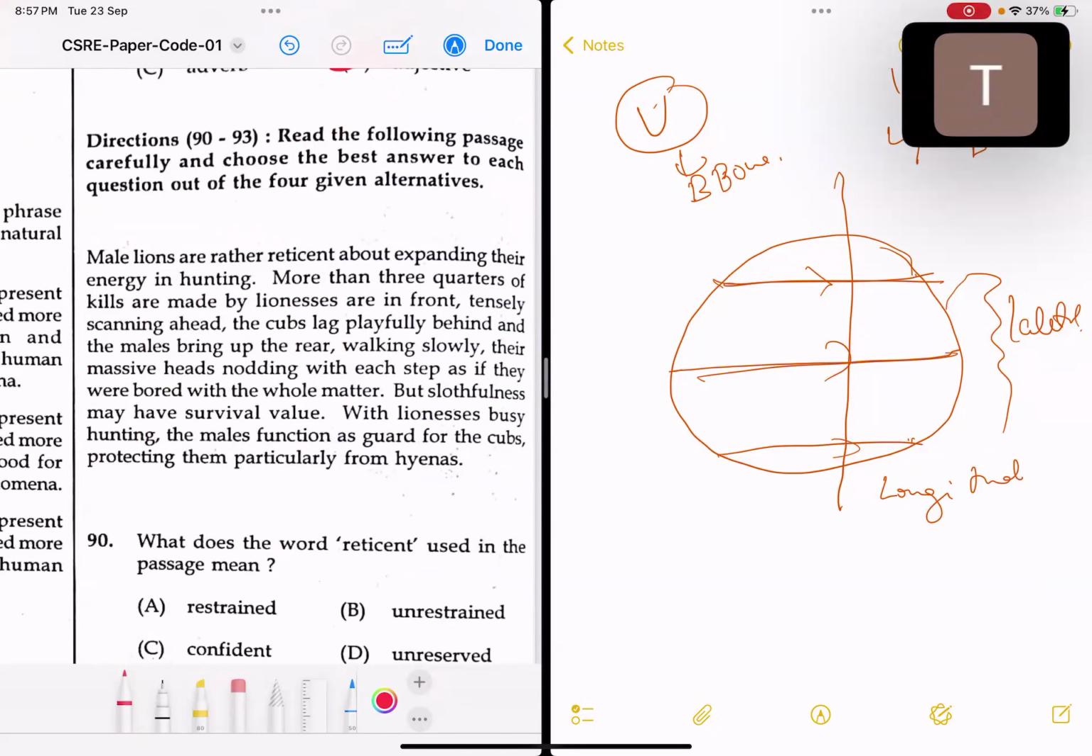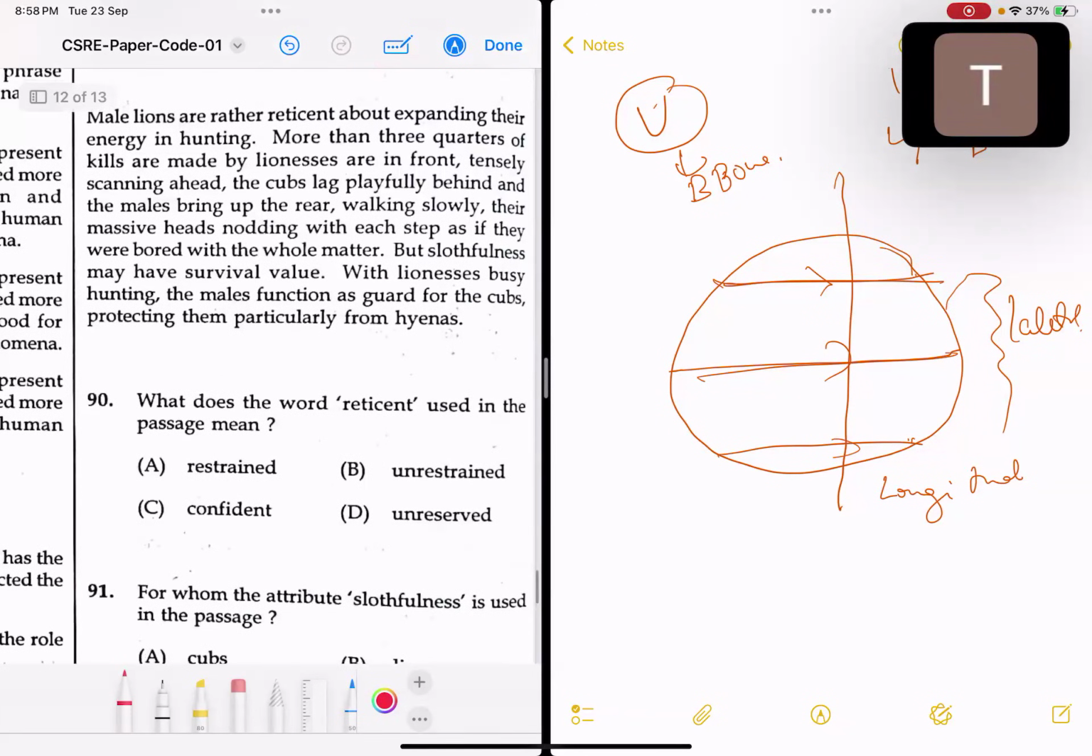More than three-quarters of kills are made by lionesses, who are in front, scanning densely with their heads. The cubs lag playfully behind and the males bring up the rear, walking slowly, their massive heads nodding with each step as if they were bored with the whole matter. But slothfulness may have its survival value. With the lionesses busy hunting, the males function as guards for the cubs, protecting them particularly from hyenas.